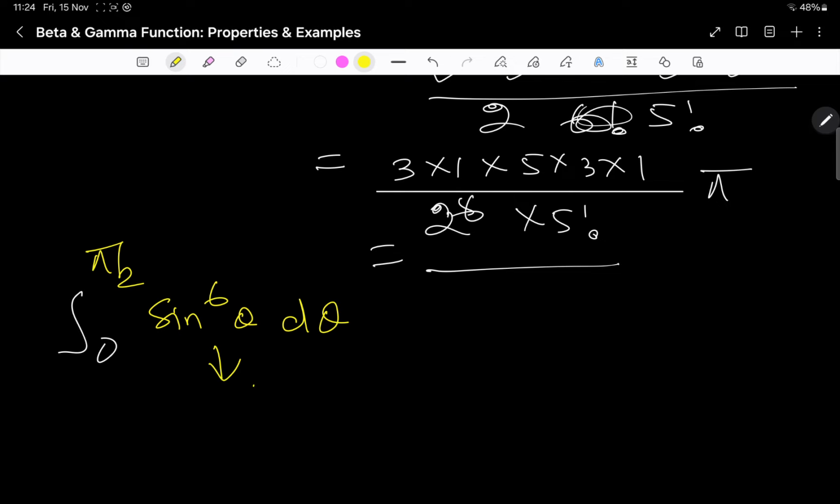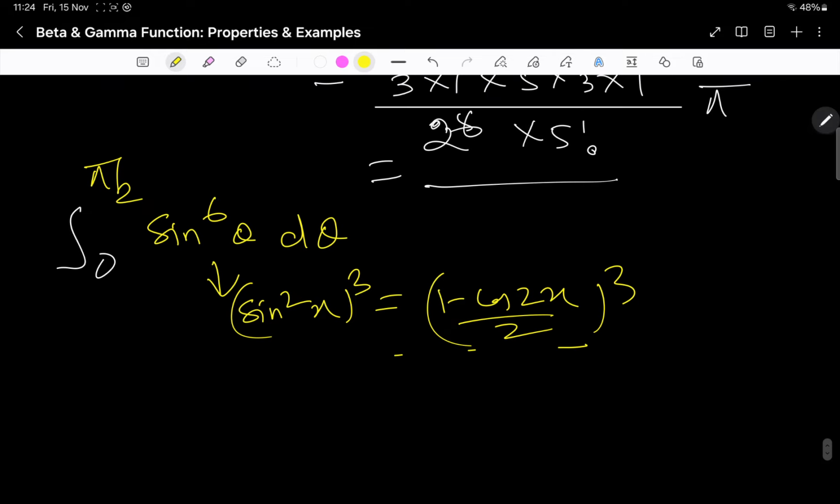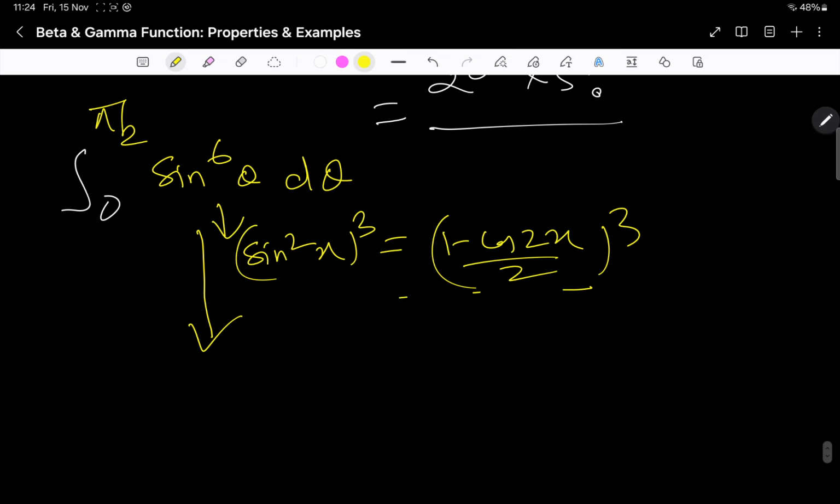What you did? Sine square x whole to the power 3. This is (1 minus cos 2x divided by 2) whole to the power 3. That is the lengthy approach, then we apply again the definite integral. But here you see, it is quite easy by using this beta and gamma function.